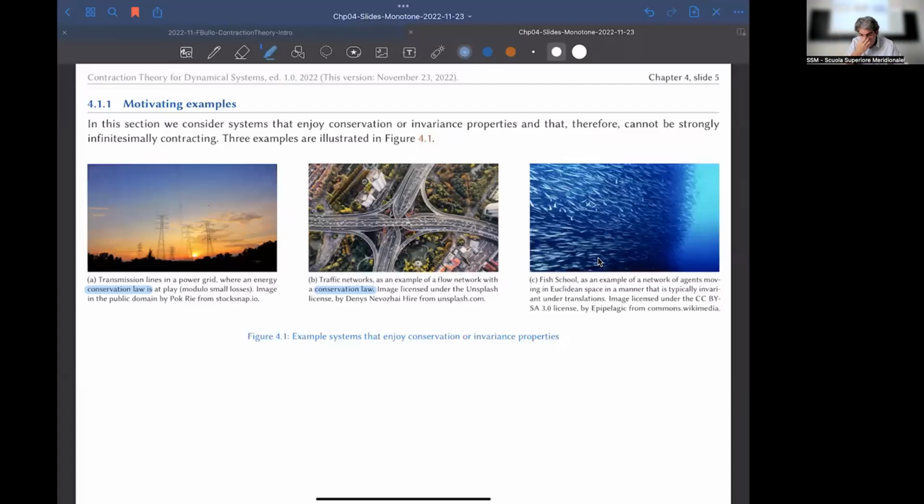How can you possibly hope to have strong global contractivity in the entire state space if you have this invariance? If you have a trajectory and now you translate it, that's another trajectory. How can they both go to the same point? That's just not possible.